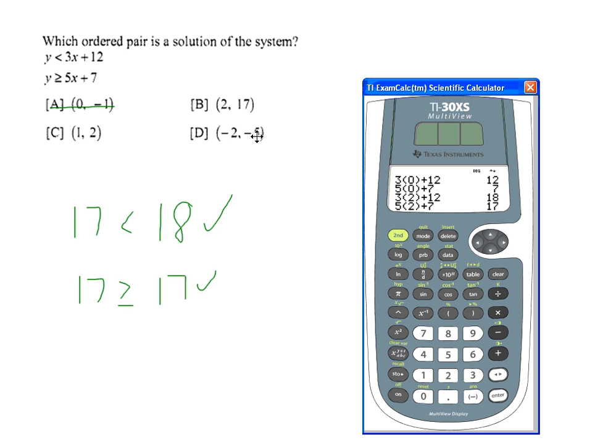So this is how you can use the calculator to do backdoors and still find solutions even when you're not sure how to work it out properly.